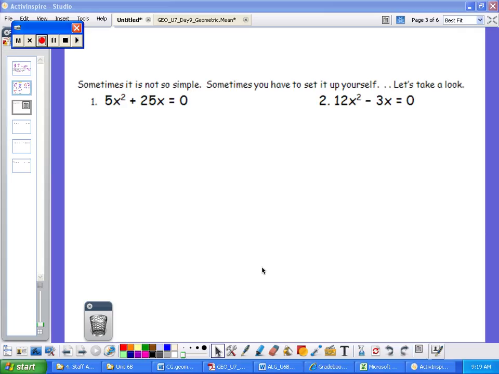Sometimes it's not so simple. Sometimes you have to set it up yourself. So let's take a look. Alright, so currently I don't have my sets of parentheses already equal to 0. So I have to get it to that point.